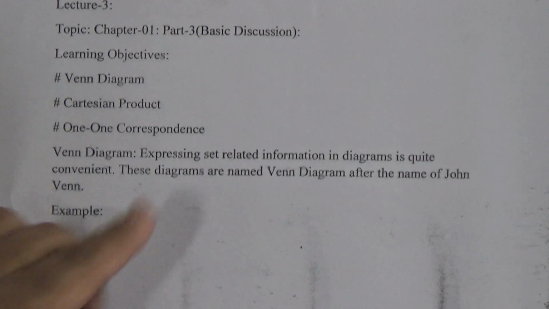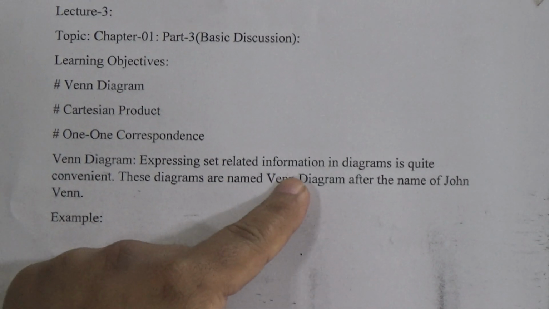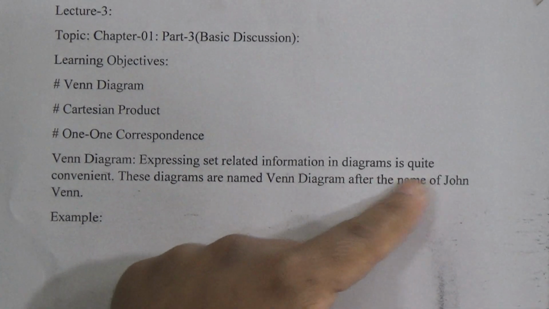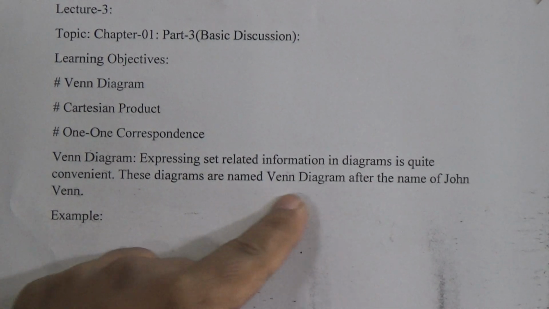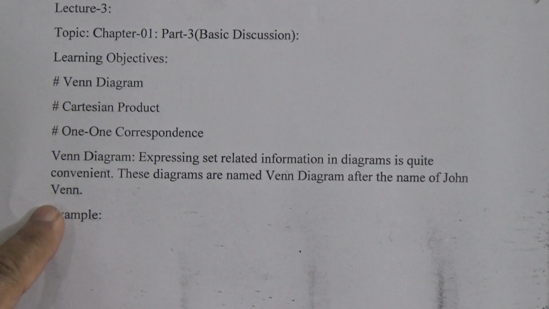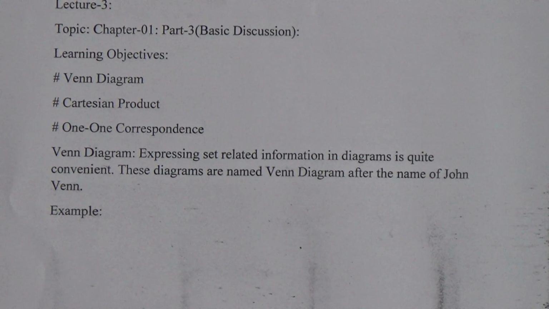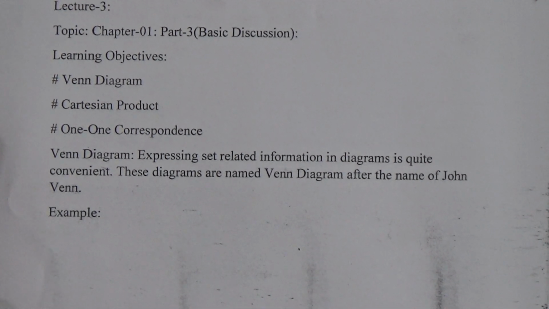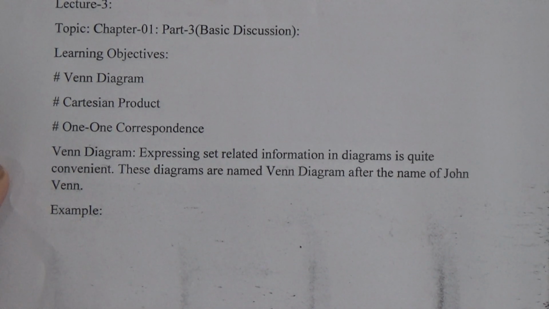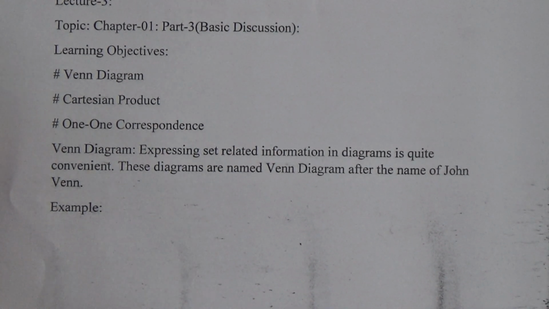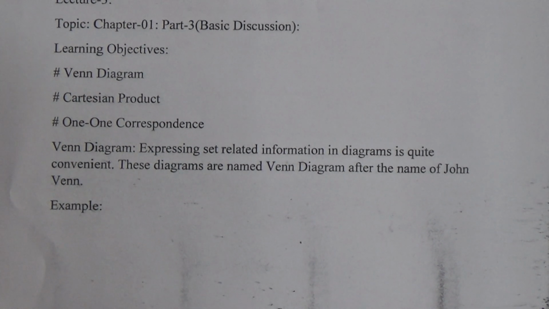Venn diagram is a way of expressing set related information in diagrams, which is quite convenient. These diagrams are named Venn diagram after John Venn. That means John Venn is the person who created this diagram. And we can express any kind of set easily with the help of the diagram.